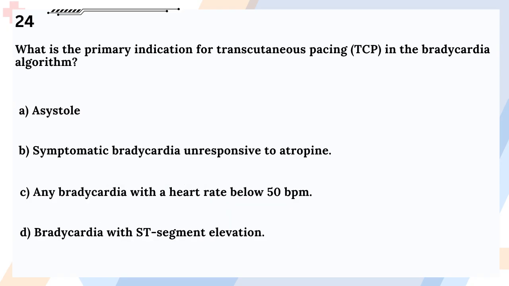Question 24. What is the primary indication for transcutaneous pacing, TCP, in the bradycardia algorithm? A. Asystole. B. Symptomatic bradycardia unresponsive to atropine. C. Any bradycardia with a heart rate below 50 bpm. D. Bradycardia with ST segment elevation.